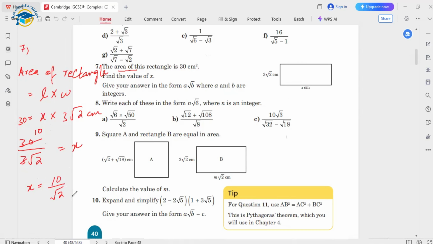Here we will go with rationalization, as they said you need to give your answer in the form a square root b, so the square root must be in the numerator, not in the denominator. For that, we will rationalize the denominator. As we have only square root 2 in the denominator, we will multiply it by square root 2 and divide by square root 2 as well. This is an important step, and this process is called rationalization. You need to multiply and divide similarly with the denominator.